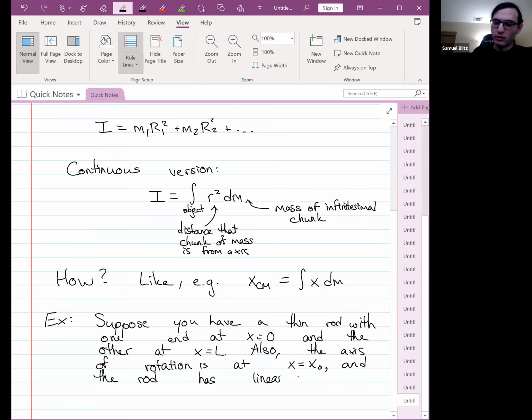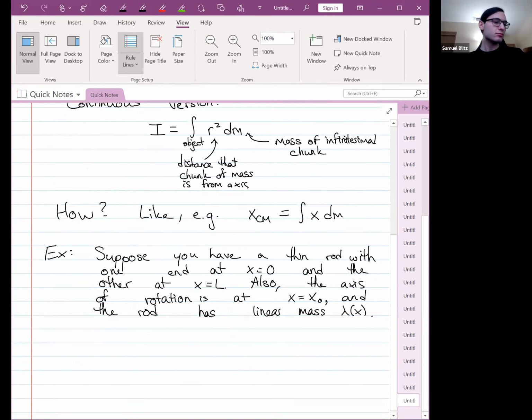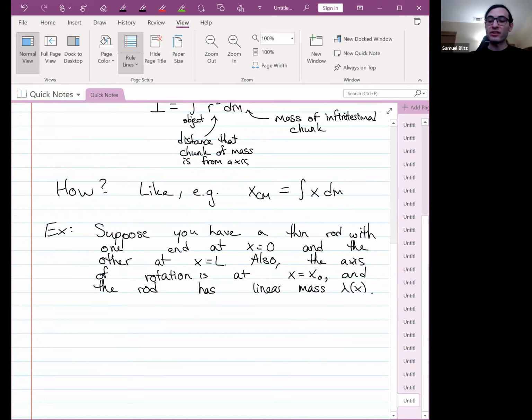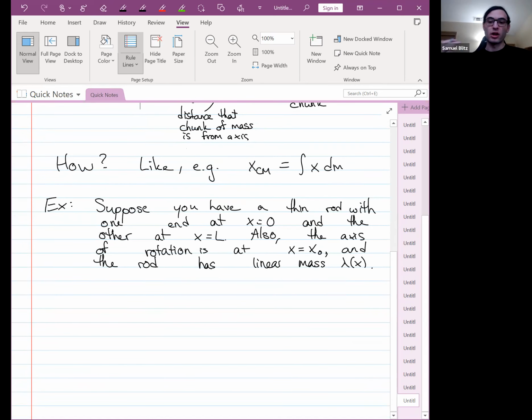Linear mass density, i.e. this is that lambda factor, and let's just call it lambda of x. So I'm not actually going to do the integral for you, but I'm going to set up this integral in terms of the coordinates that I've described. So we're going to use x coordinates because the rod is along the x-axis.